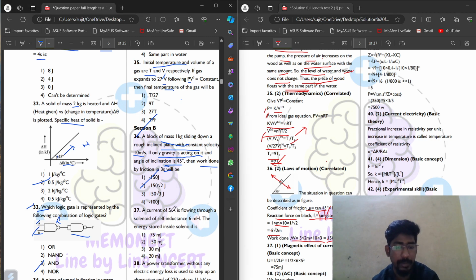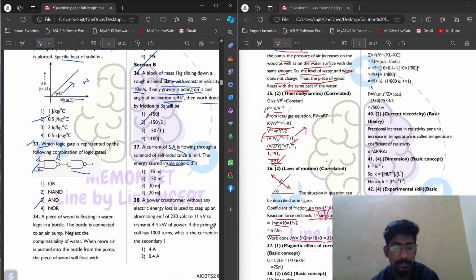A current of 5 ampere is flowing through a solenoid of inductance 6 millihenry. You have to calculate the energy stored. The direct formula is E equals half L i square. Just put the value in the formula, you will get the answer, which is option number 1.